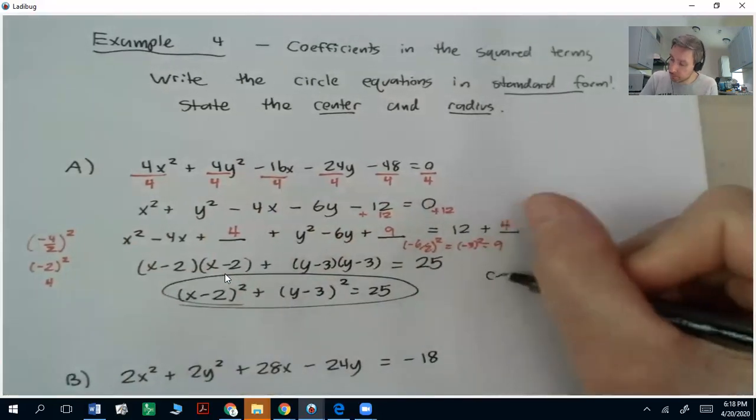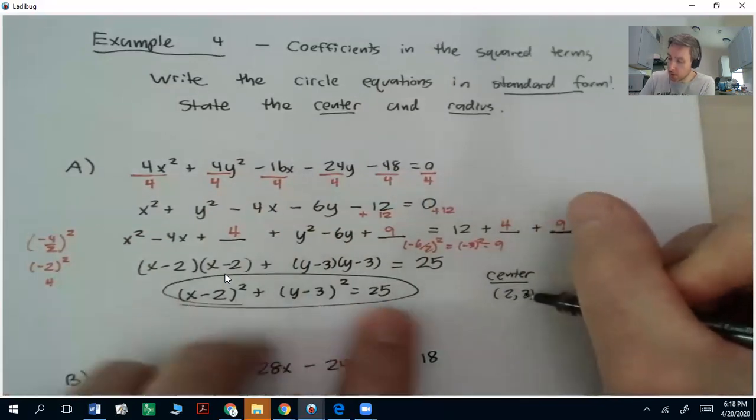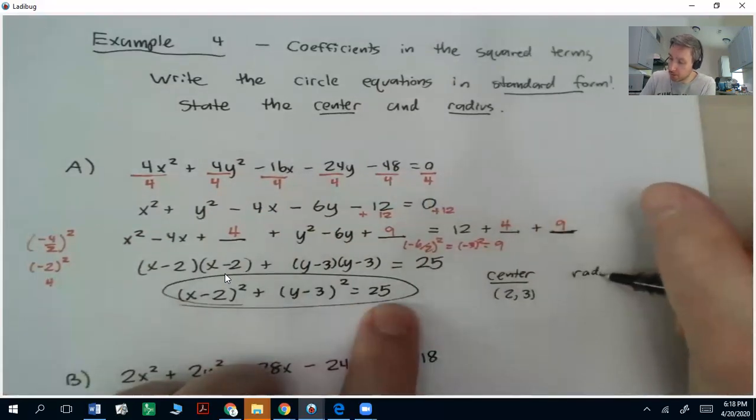Center, 2, 3. Switch those signs. Radius, square root of 25, which is 5.